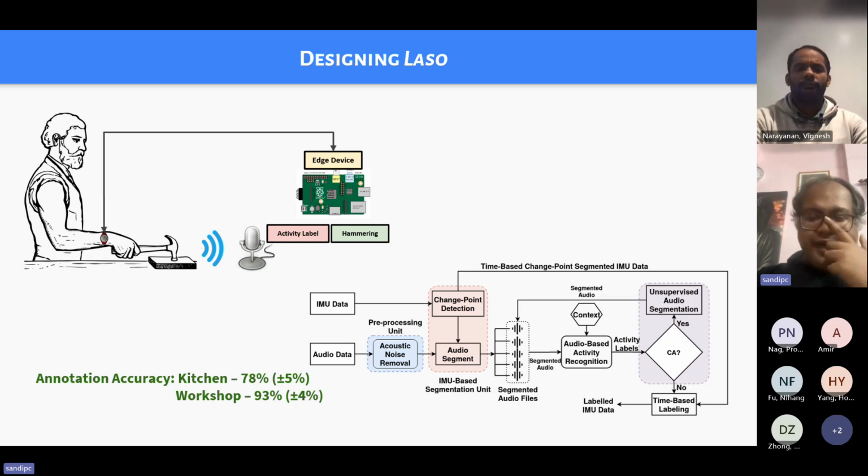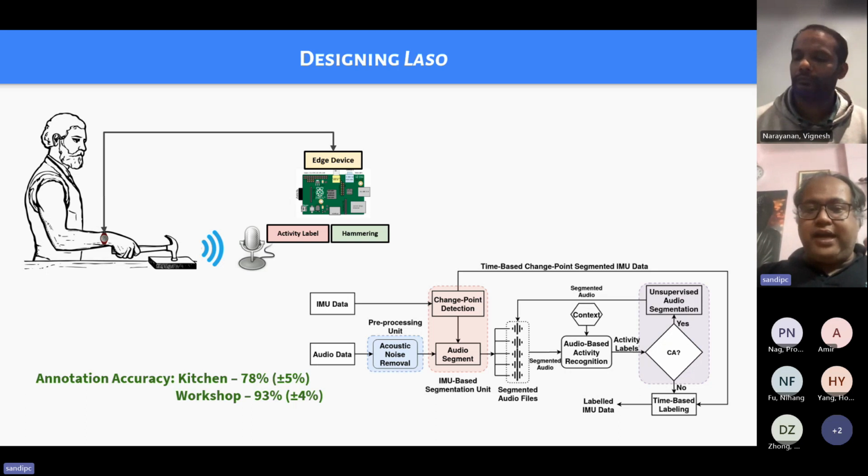I'm not going into the details of the model. The broad idea was basically to detect the change points, and once we detect the change points in the IMU signature as well as in the acoustic signature, you make a match between the IMU data and the acoustic data, and accordingly transfer the label from the acoustic signal to the IMU signal, right?